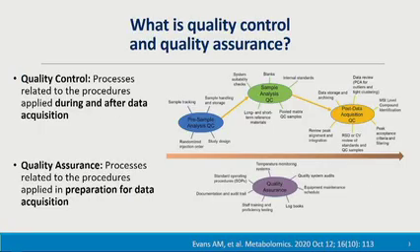So what is quality control and quality assurance? Quality control is processes related to the procedures applied during and after data acquisition. And quality assurance is processes related to the procedures applied in preparation for data acquisition. If you want to know more detail, please look at our published work in 2020.